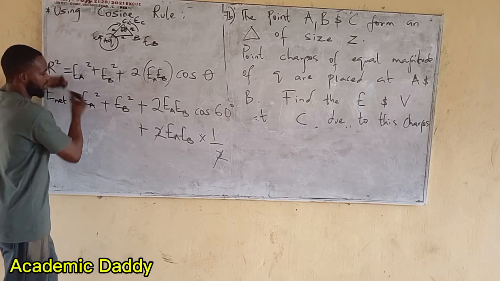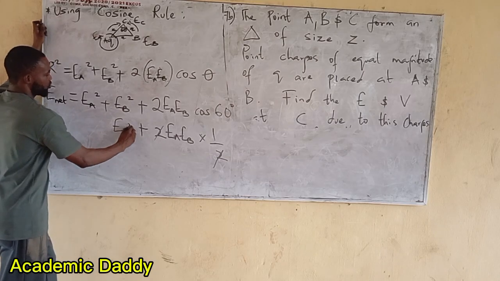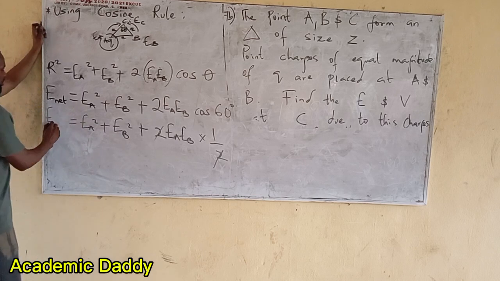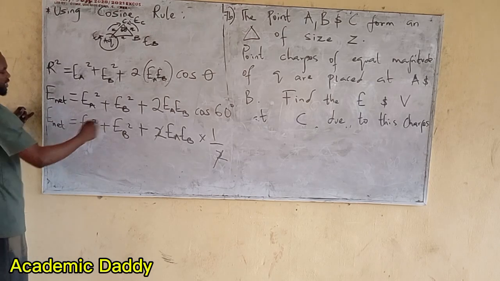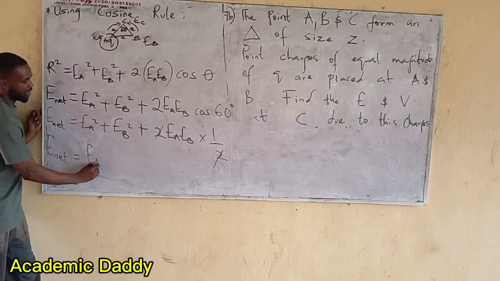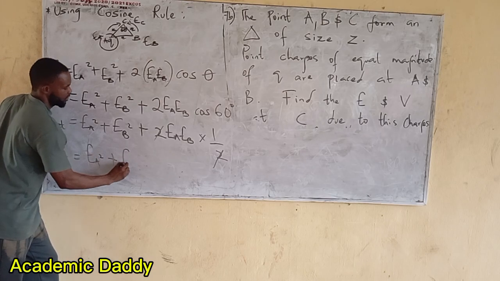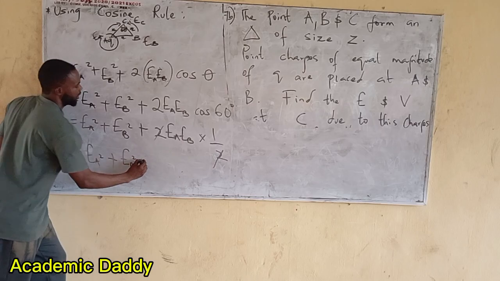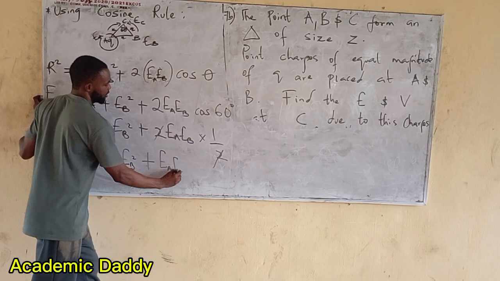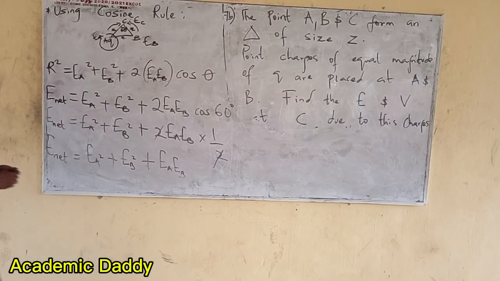So I'm having EB squared plus EA squared equals E net. So you see that I'm left with E net equals EA squared plus EB squared plus EA EB. Okay.